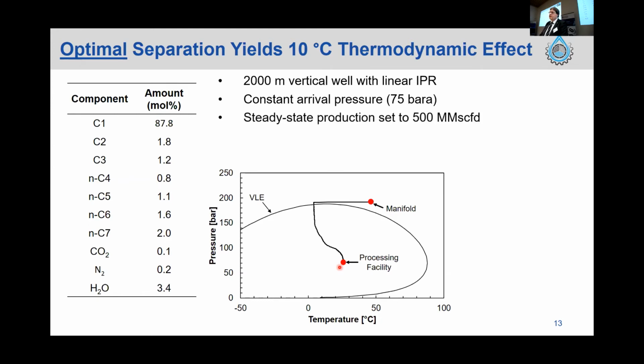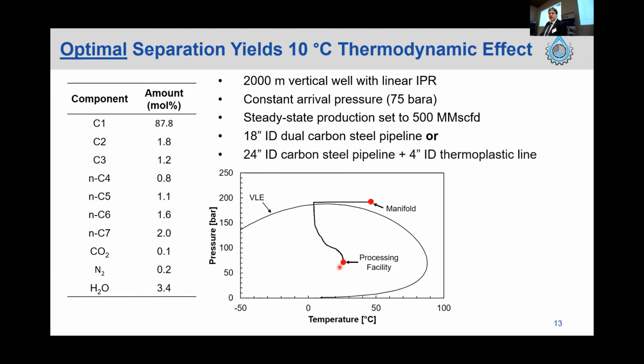Nominally, this entire system should produce 500 million scuffs per day. So in the case of the dual tieback, you expect to see 250 down each pipeline. In the PDG system, you wind up with all of that going down the gas return line. And as we said, we're looking at 2 different cases, our dual carbon steel return line or our 24-inch carbon steel return with a liquid line on it as well.